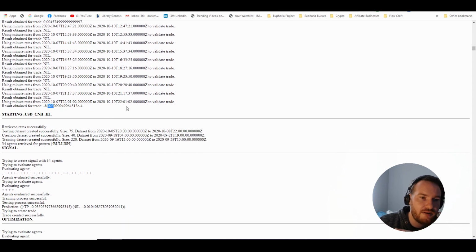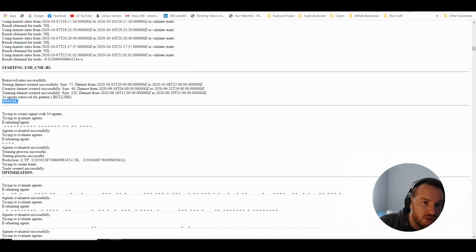Then what it does after that is it goes into the next pairing, which is the USD CNH. It retrieves the rates, which is the data from Oanda, testing data sets created, creation data set, training data sets created, tells you where these data sets are coming from, how long they are. These are hours, right? Each hour is a data point, and how many agents it received from the pattern after it's determined which pattern it is, which is bullish.